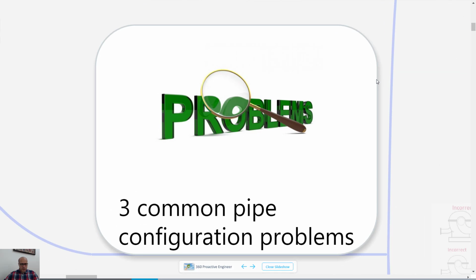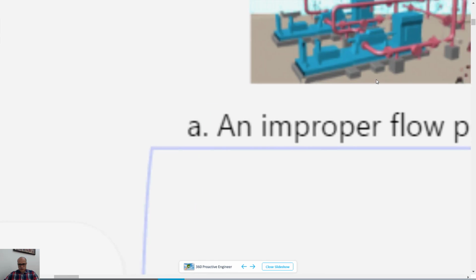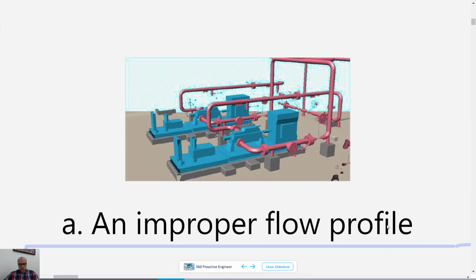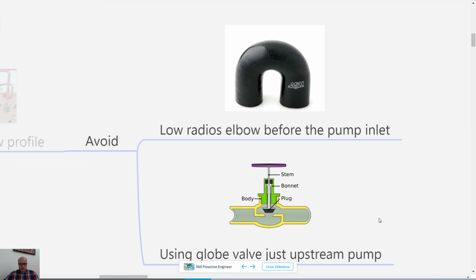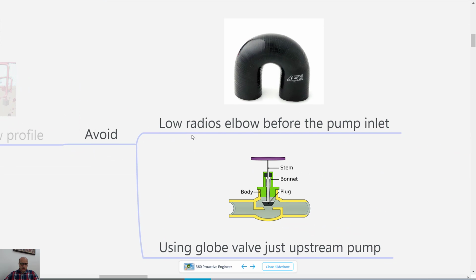Usually there are three common pipe configuration problems that we will find. The first problem will be improper flow profile. In this regard, you will also find some cases of people using a low radius elbow before the pump inlet, and this will cause a high pressure drop on the suction, or using a globe valve just upstream of the pump.